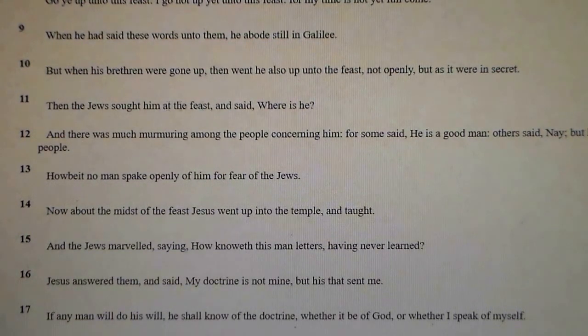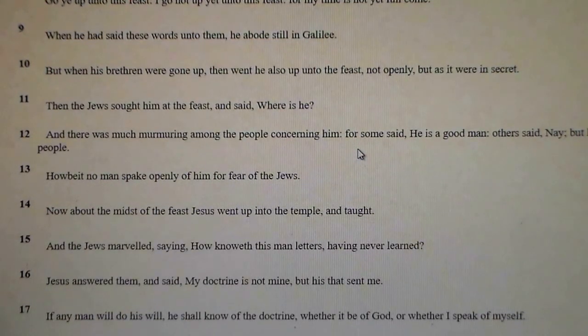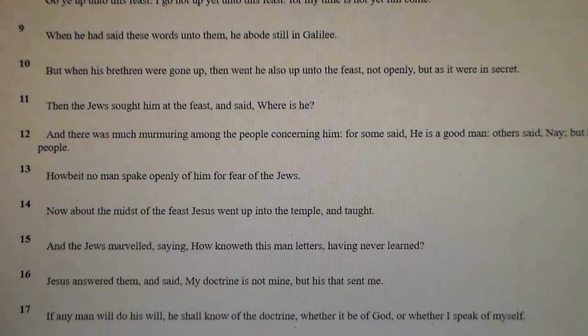Then the Jews sought him at the feast and said, Where is he? And there was much murmuring among the people concerning him. For some said, He is a good man. Others said, Nah, he is a deceiver. He deceiveth the people. Howbeit no man spake openly of him for the fear of the Jews.